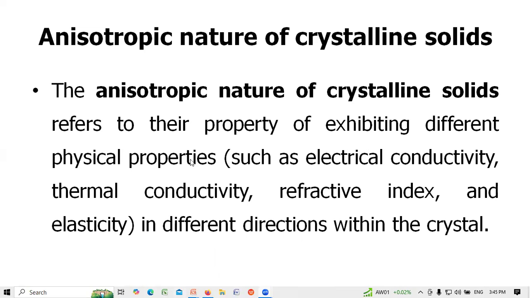Anisotropic nature of crystalline solids. The anisotropic nature of crystalline solids refers to their property of exhibiting different physical properties, such as electrical conductivity, thermal conductivity, refractive index, and elasticity, in different directions within the crystal. Anisotropy means showing different physical properties in different directions within the crystal.